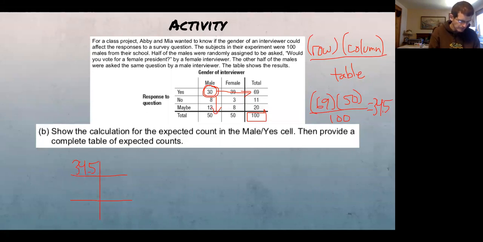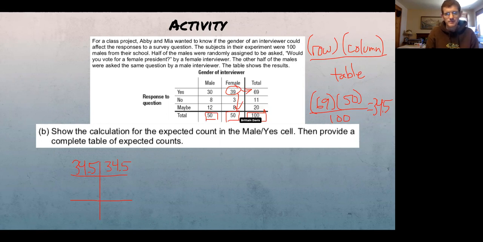So for the next one, I want to figure out, what about males saying yes when a female asks? I need to find the row and column totals and multiply those together. This example is a little bit easier because the column totals are both the same. They're both 50. So when I get the answer to one of these, I get the answer to both. So 69 times 50 divided by 100 is still going to be 34.5. And this makes sense because if these two distributions are the same and we have the same sample size in each, then I would expect the same breakdown for yeses, nos, and maybes.